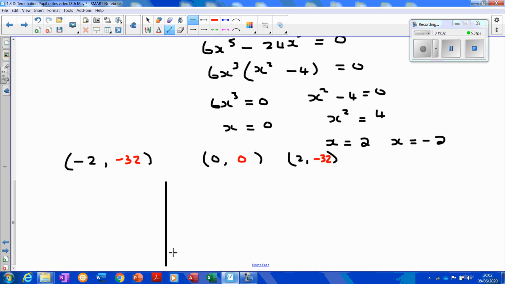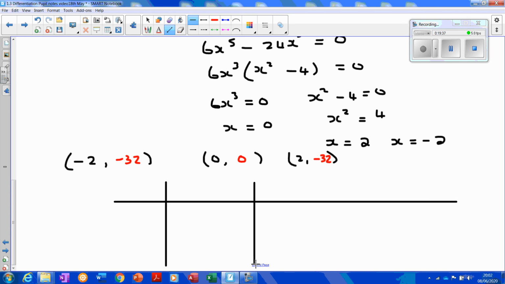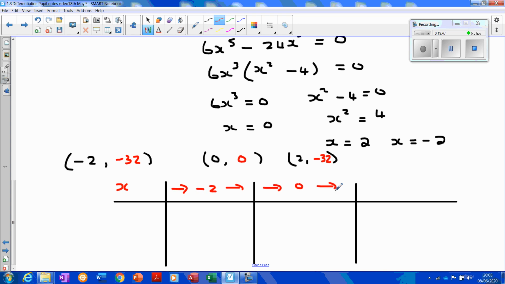Right, so I've got my stationary points, I've got all the other important points, so it's now to get the nature. So the nature table, I've got 3 turning points, so split this into 3, 1, 2, 3. X values, we're going towards minus 2, going away from it, then going towards 0, going away from it, going towards 2, and then going away from it.